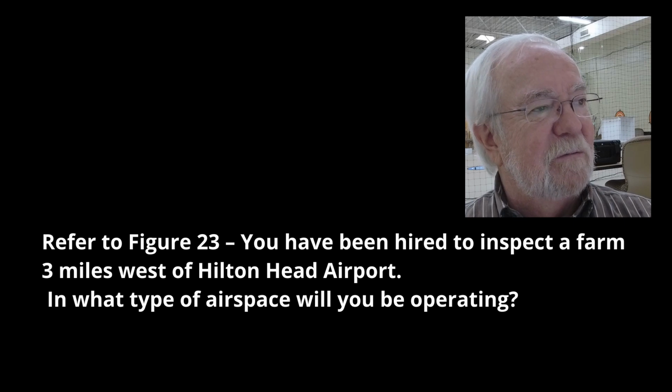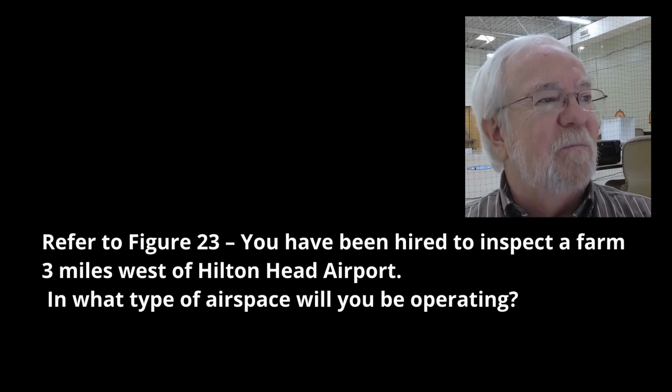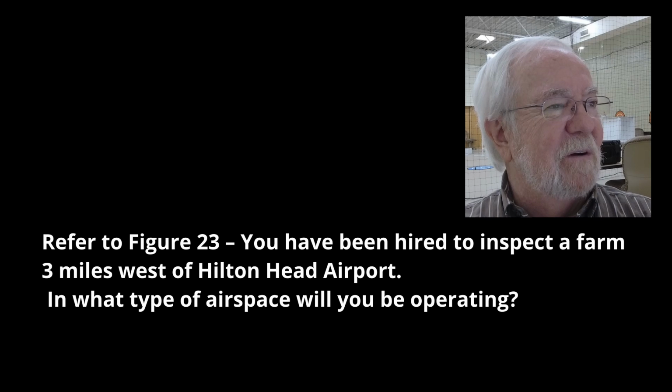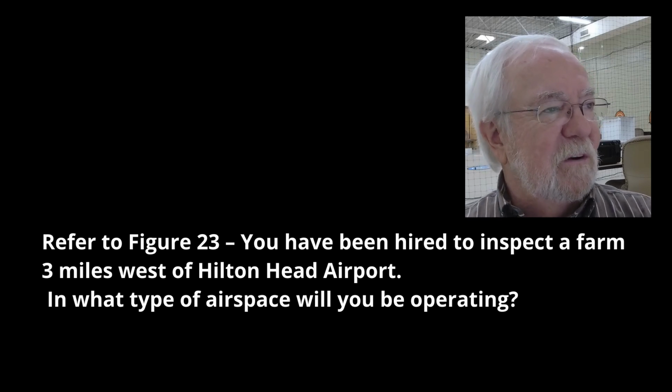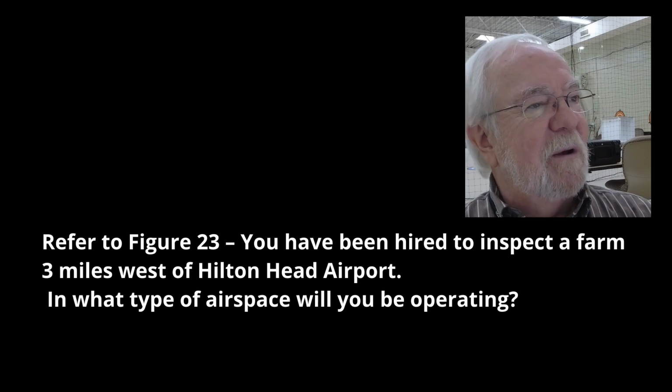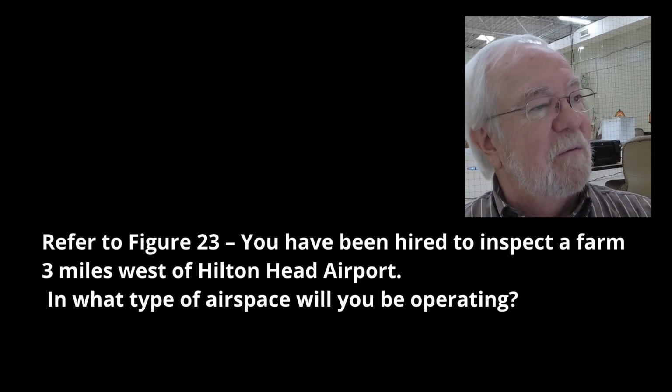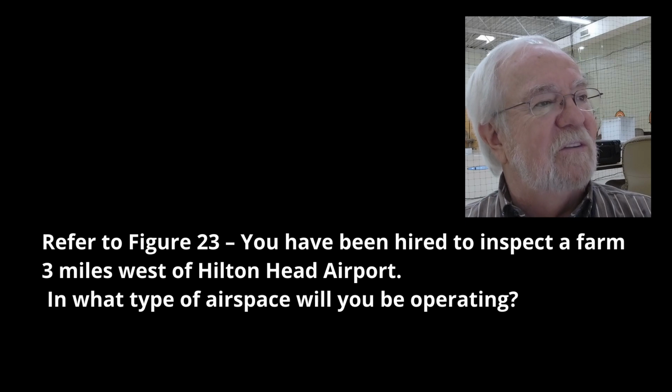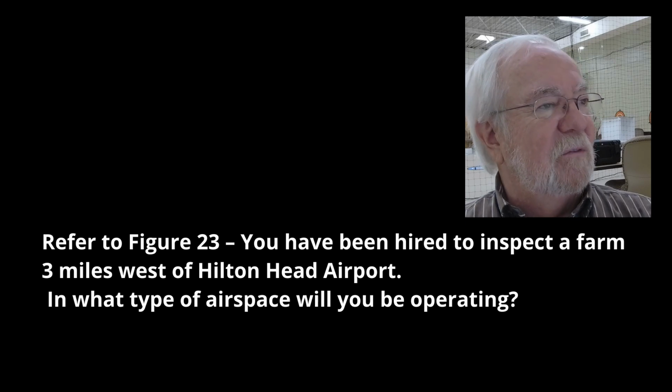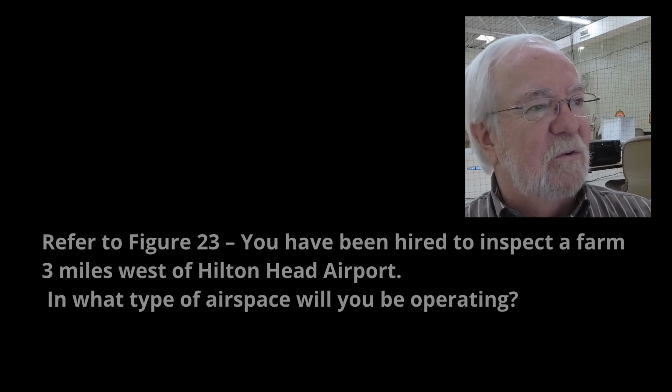And you could have found that out by the legend, yes, but it would be nice if you just knew that right off the bat. So Class C airspace, for that question, refer to Figure 23. You have been hired to inspect a farm 3 miles west of Hilton Airport. What type of airspace will you be operating? It's Class C. Why? Because of a solid magenta line that goes around the airport.